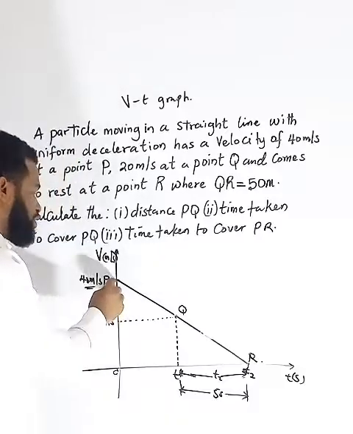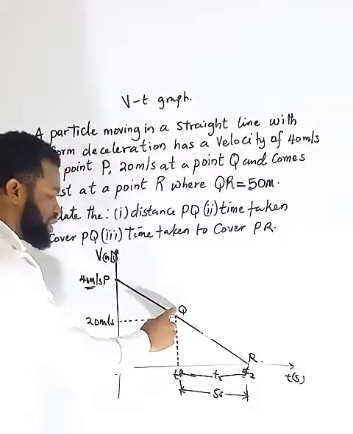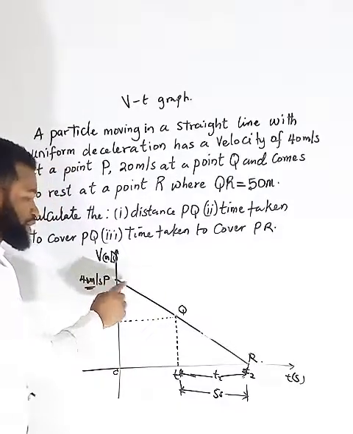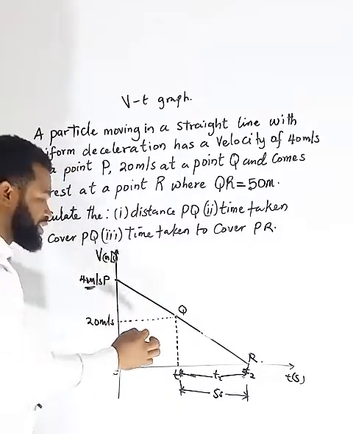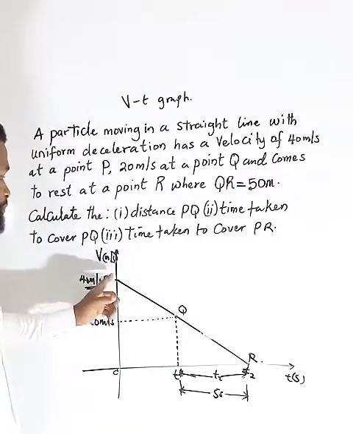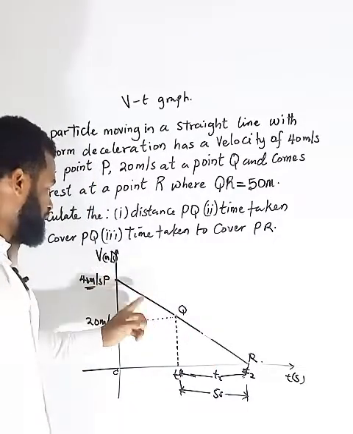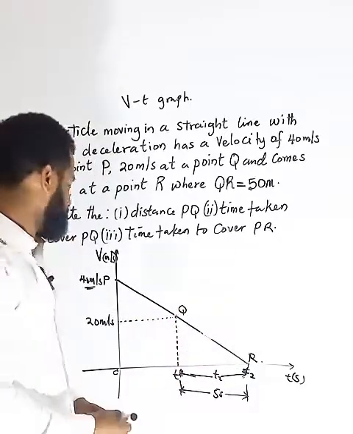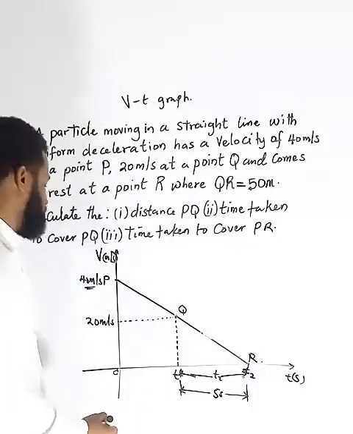So I'm going to take the slope from P to Q. And for every straight line graph, the slope is constant. So the slope of PQ is the same thing as the slope of QR. So I'm going to take slope PQ and equate it to slope QR.